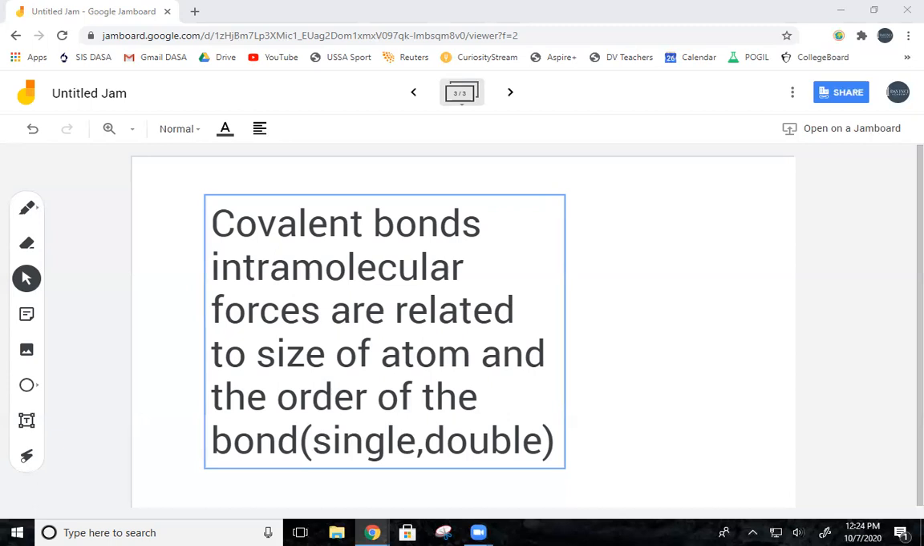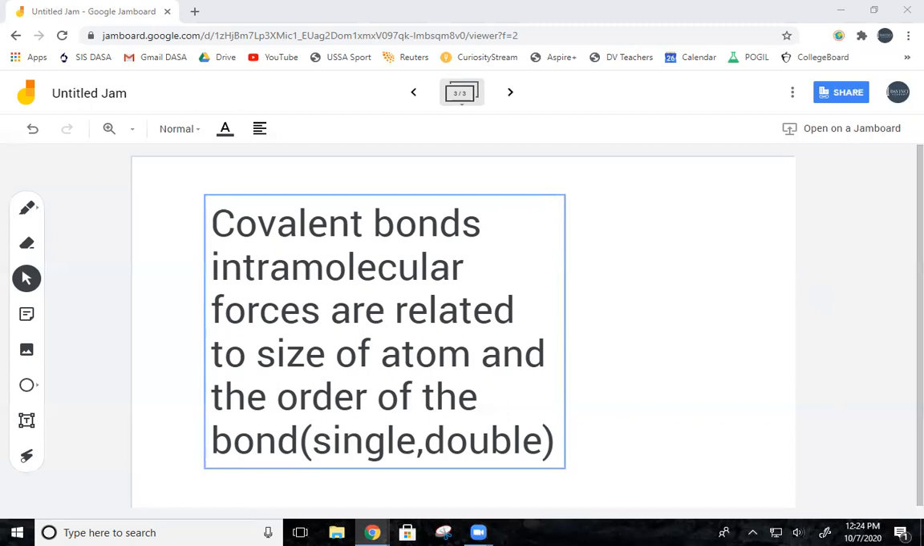But the bond between fluorine and sodium, or chlorine and sodium, is super, super strong. Yeah, that's a good question. So yeah, this is intramolecular, not intermolecular. That can be confusing.